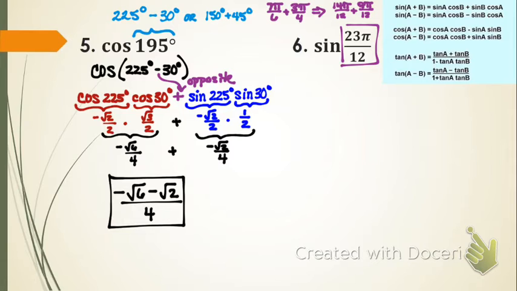Did anybody get to 23 pi over 12 a different way? Yes, ma'am. 2 pi over 3 and 5 pi over 4. You said 2 pi over 3 plus 5 pi over 4, because that would be 8 pi over 12 plus 15 pi over 12. Absolutely. Did anybody do it a different way? 5 pi over 3 and pi over 4. Hold on, let me scoot this over, and it's being difficult now.